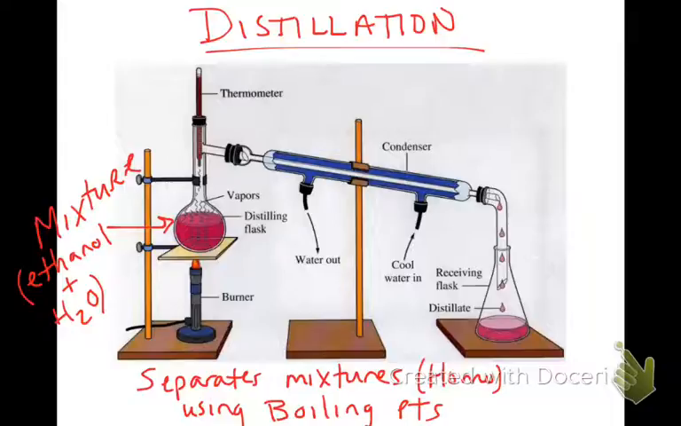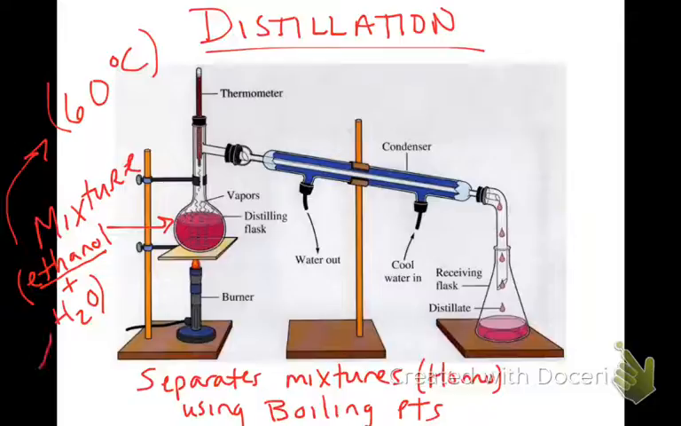When we turn the burner on, what's going to happen is whichever one has the lower boiling point, which happens to be ethanol. So ethanol's boiling point, I can't remember exactly, but let's just say for right now it's around 60 degrees Celsius. It could be. I can't remember exactly, don't quote me on that. But let's say it's 60 degrees Celsius. And water's boiling point, as we know, is 100 degrees Celsius.